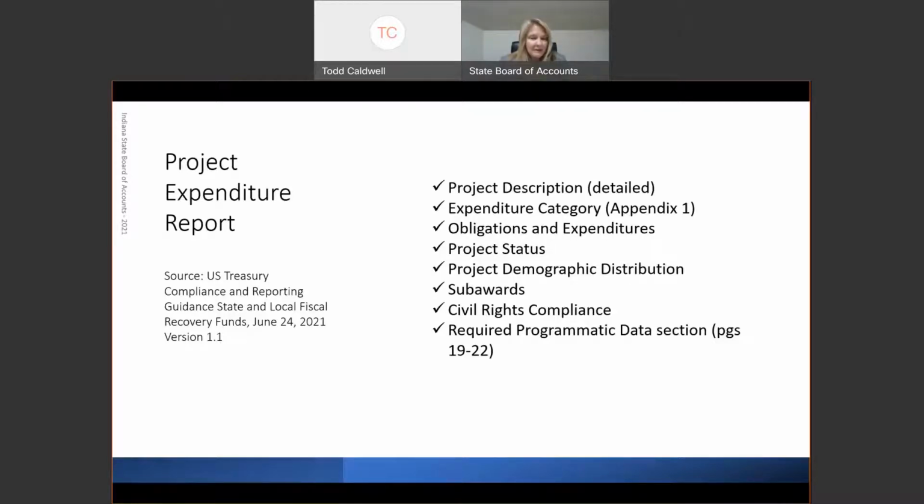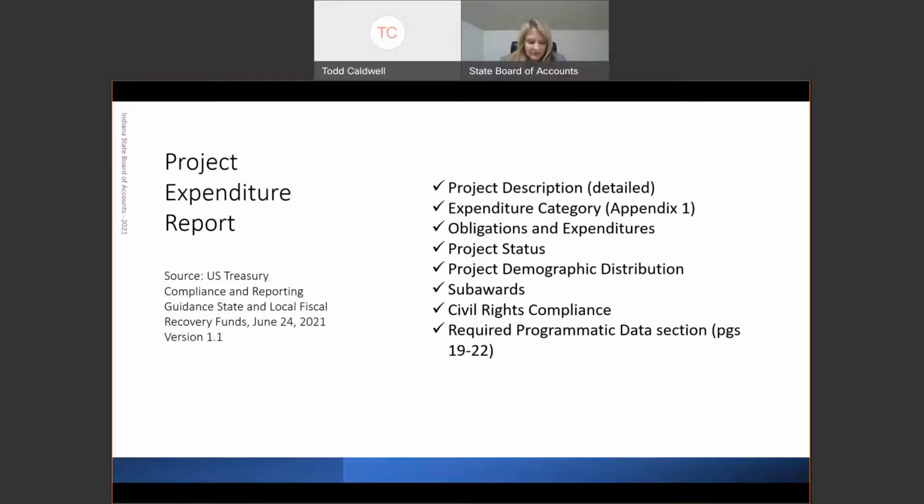COVID-19 testing would be subcategory 1.2. So you'll want to be thinking about that, and all of those expenditure categories are listed in Appendix 1 to this guide. So you'll want to familiarize yourself with those now so that you can make sure you're ready for that October 31st report. You'll also be asked for information on how much money has been obligated for each project and what the expenditures are so far and the status of the project.